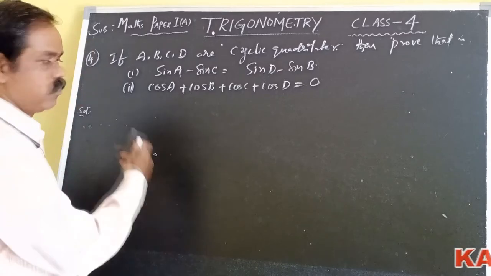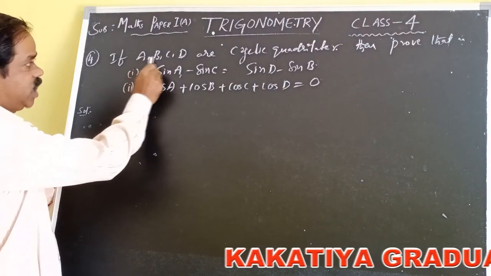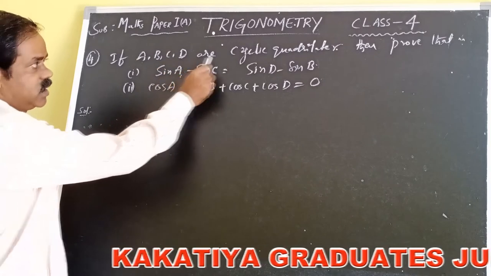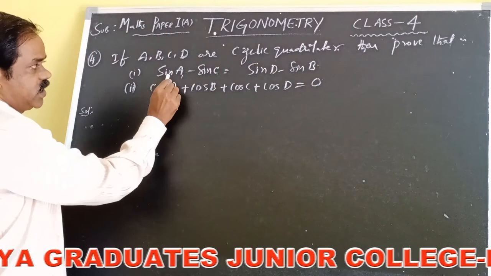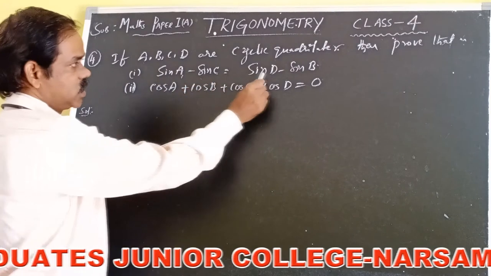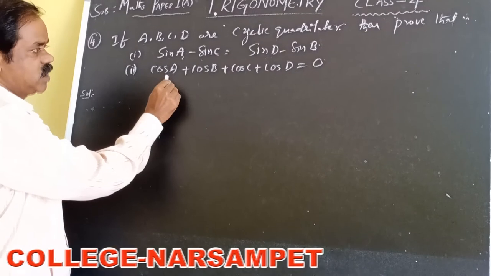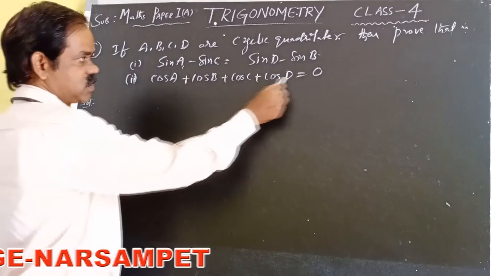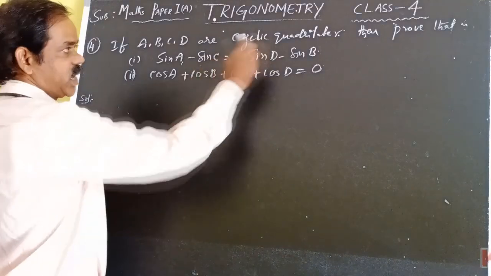Next, fourth problem. If A, B, C, D are cyclic coordinates, then prove that: first, sin A minus sin C is equal to sin D minus sin B. And the second, cos A plus cos B plus cos C plus cos D is equal to 0. See students, what is the meaning of cyclic coordinate?